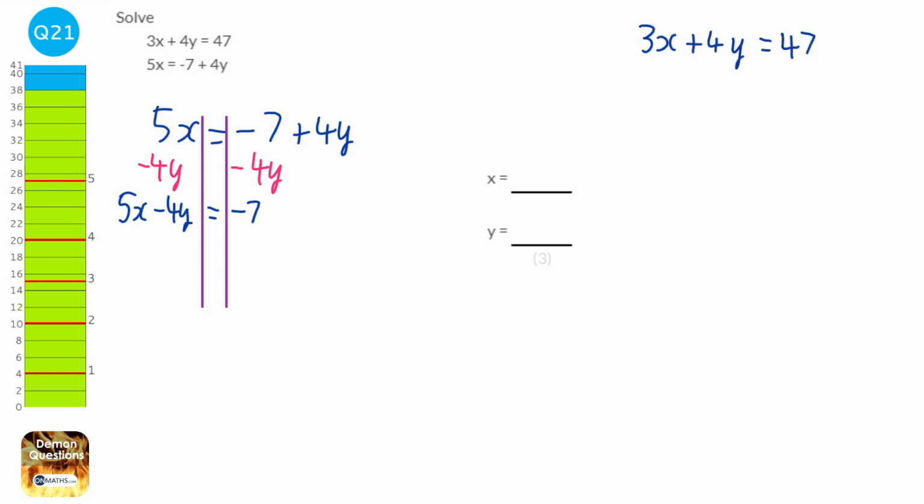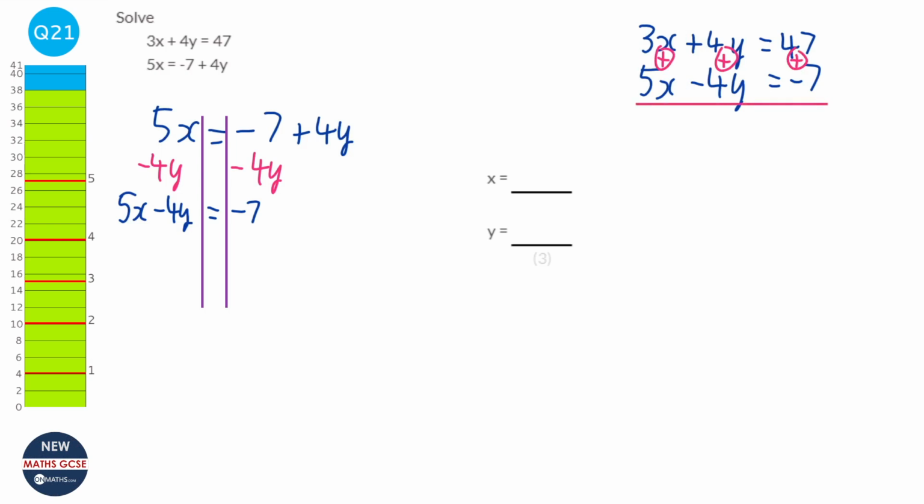Okay, so what we do now is we put both our equations down so we can solve these simultaneously. So 5x minus 4y equals minus 7. And you notice the coefficient of the y is already the same, so we don't need to multiply anything. But the signs are different, and the D in different is the D in add. So we're going to add going downwards. So we're doing 3x plus 5x, which is 8x. 4y plus minus 4y is nothing, which is good, because we want to get rid of that. And 47 take away 7 is 40.